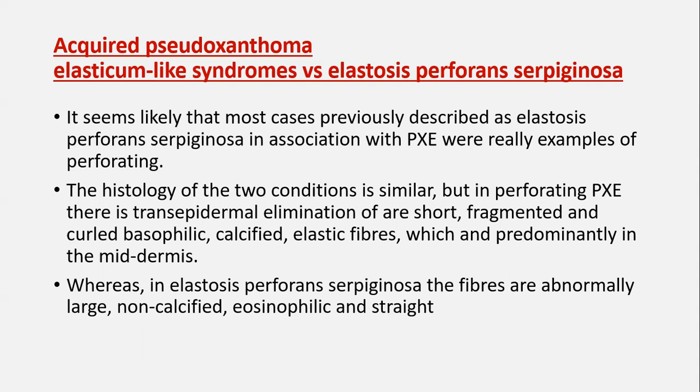So if the eliminated fibers are fragmented, curled, and calcified, then it is probably perforating pseudoxanthoma elasticum. But if the fibers are large, non-calcified, and straight, then it is elastosis perforans serpiginosa.